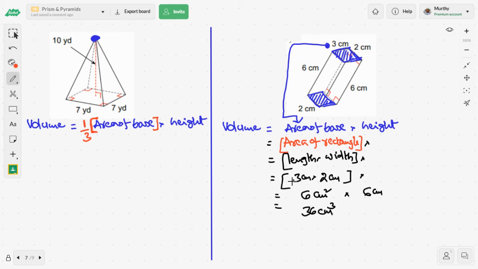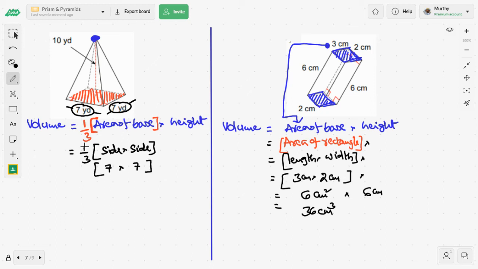Now, what is the shape of the base? I see that this one is a square because the length is 7 yards and the width is also 7 yards. So length and width are the same, so I call this a square. Let me plug in the values. Area of base, I know it's a square, therefore it is side times side, so 7 times 7. I'll write the units at the end.